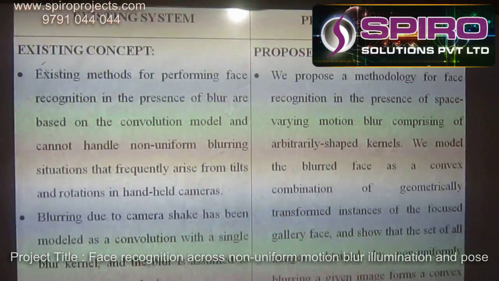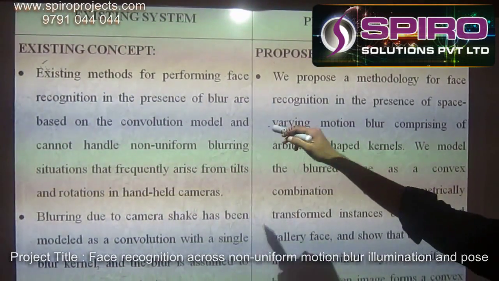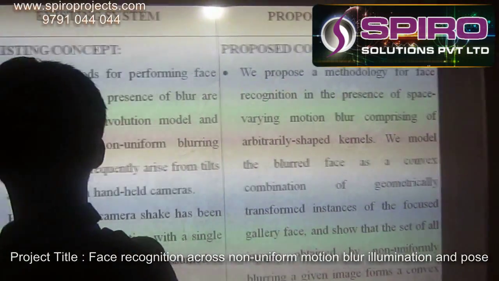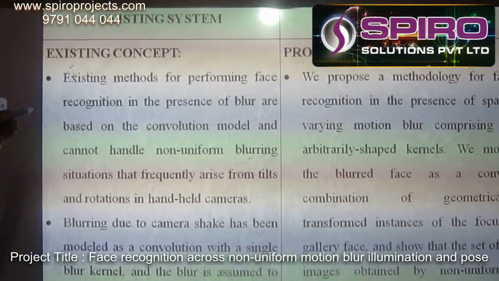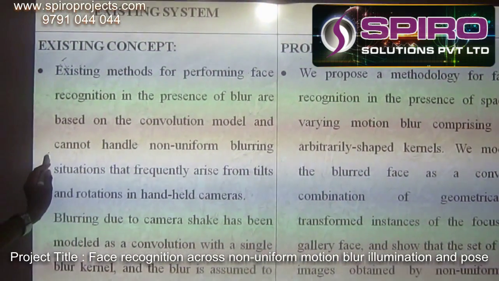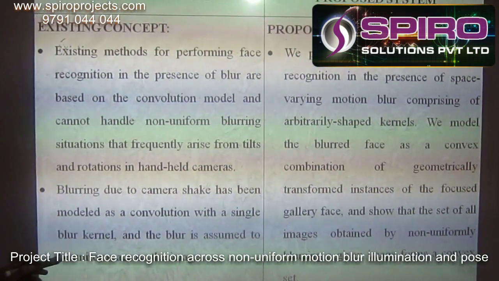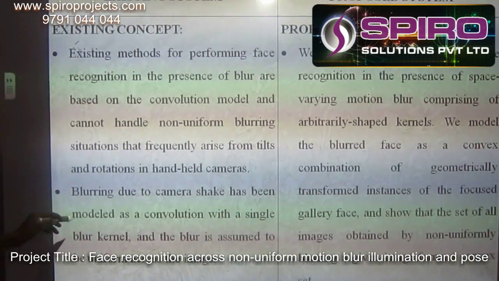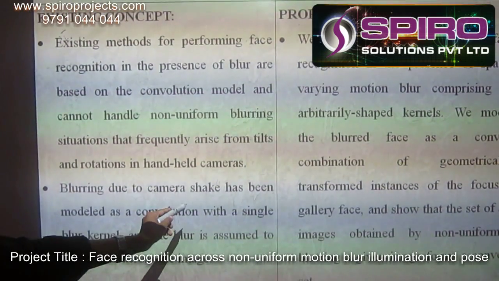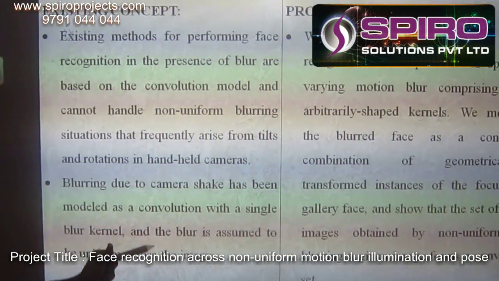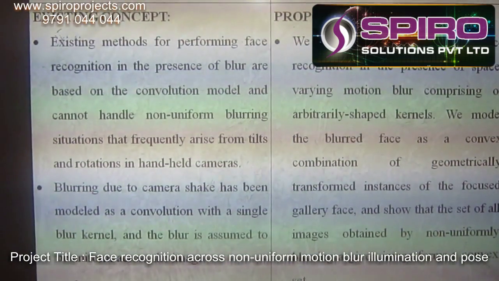We have broadly differentiated the existing system and the proposed system. Now I am going to explain about the existing concept and the proposed concept. In our existing concept, we are recognizing the face in the presence of blur using a convolution model, and it cannot handle non-uniform blurring. In the case of non-uniform blurring, in the sense if the image is changing continuously, it cannot identify the image. The blurring is caused mainly if we shake the camera while taking the image, and the model is convolution with a single blur kernel, because here we are using a single blur kernel, so it cannot identify who is the authenticated image.